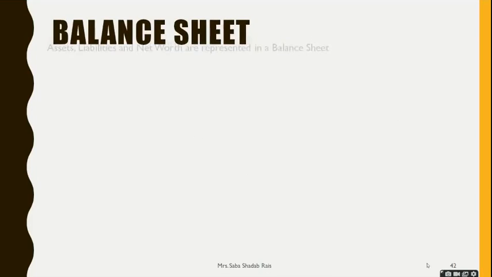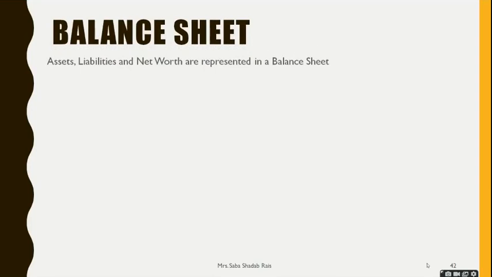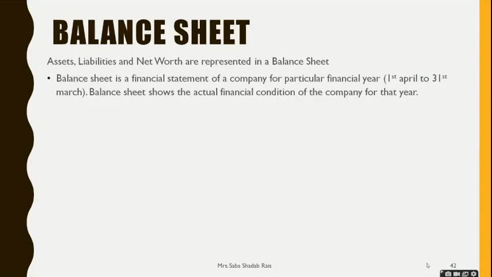Then the balance sheet. What is the balance sheet? It is the sum-up of all the things. It includes the assets, liabilities, and net worth. All these things are present in a sheet. That sheet is called the balance sheet.